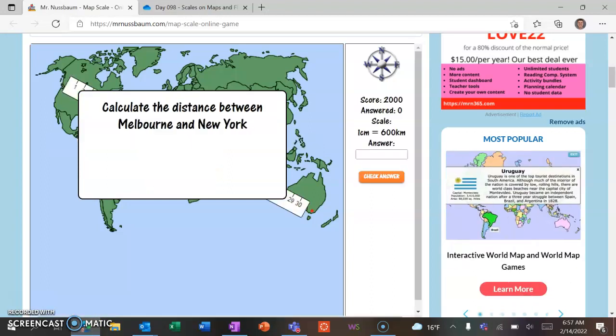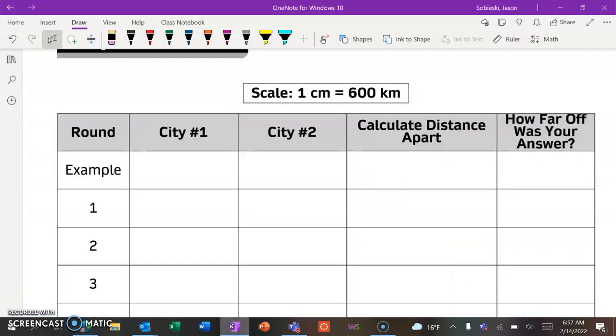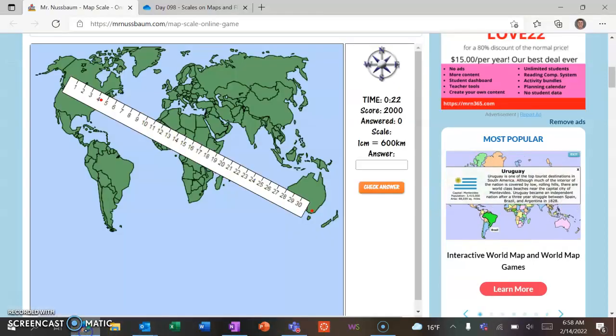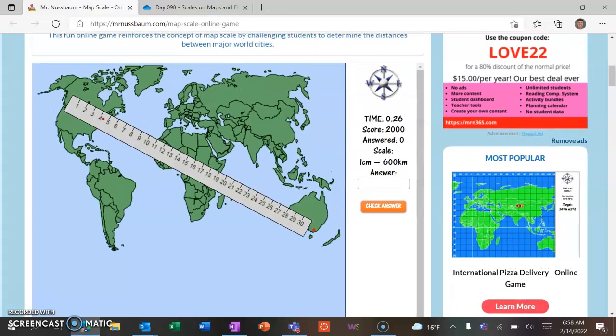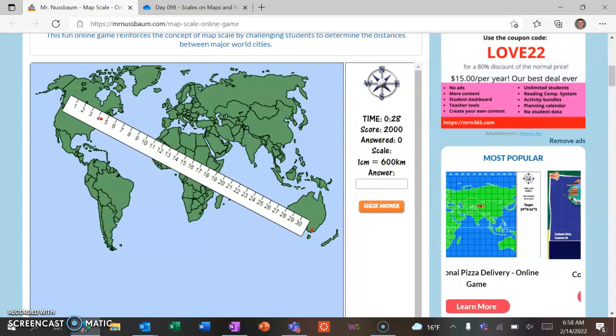So you're going to hit Start Game, and it is going to give you 2 cities. So we're going to jot them down so we don't forget. And then we're going to see if we can use the scale, which is going to be 1 centimeter is worth 600 kilometers, to see if we can get the actual distance apart. So if we go back to our website, we're going to need to drag the ruler so that we can have it line up with the 2 red dots.